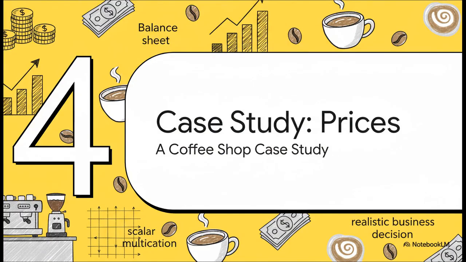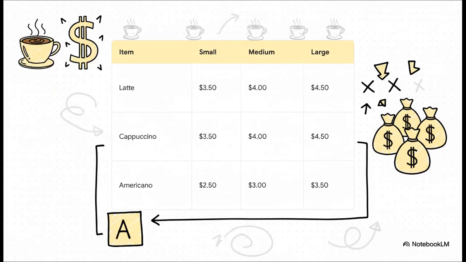This is where it gets really interesting. Let's apply this mathematical tool to a realistic business decision. We're going to dive into a case study about a coffee shop to see how this plays out in the real world. I want you to imagine this is the current price matrix for a chain of coffee shops. This is our business snapshot, our matrix A. The rows represent the different drinks, latte, cappuccino, Americano, and the columns represent the sizes. This is our current state of affairs.